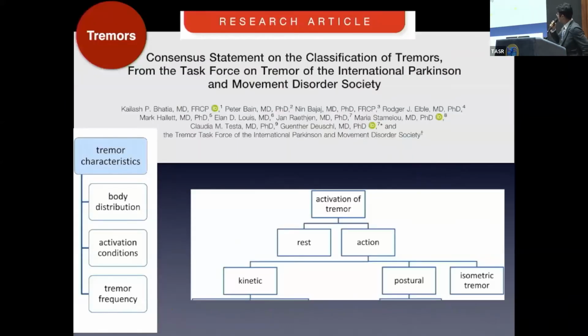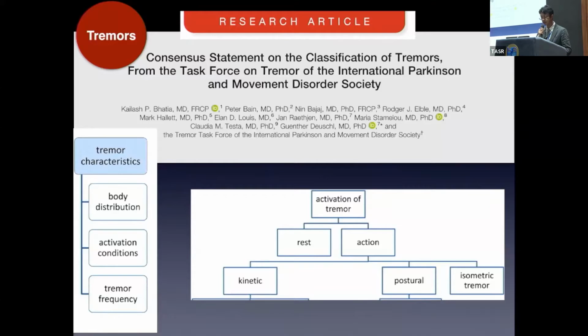Okay, next we come to tremor, and this is a consensus statement of the classification of tremor from the Task Force on Tremor of the International Parkinson and Movement Disorder Society. And we look at tremor characteristics, meaning that we look at the body distribution. In Parkinson's disease, normally the upper limb is predominant, you get tremor which is asymmetrical, on one side, resting, 4 to 6 hertz type of tremor. And then you do activation conditions and look at the tremor frequency.